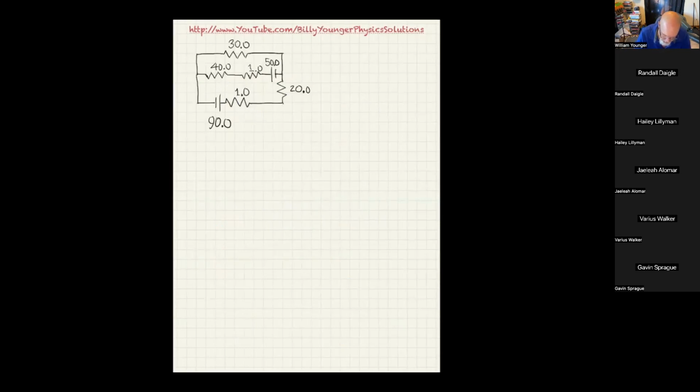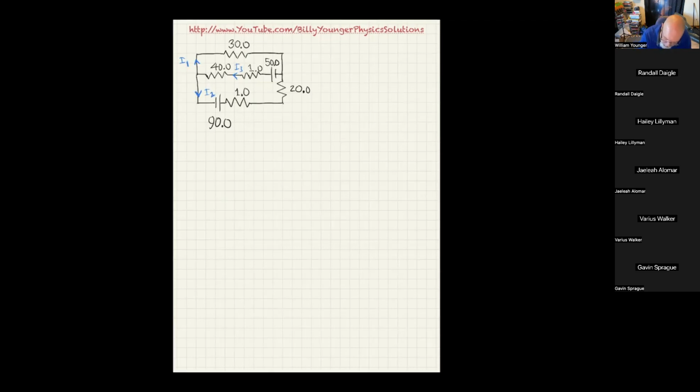So let's do this first. I am going to say that this current right here is I2, and it's going down. This current right here is I1, and it's going up. And this current right here is I3, and that's going to the left. Now, I didn't do 1, 2, and 3 in the normal order, and that's because I had already planned out what I did before. So I just started writing in the most convenient place.